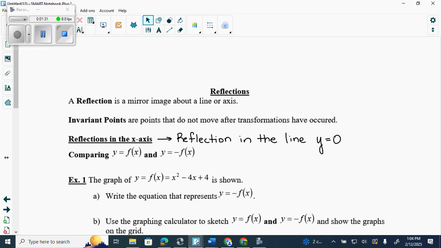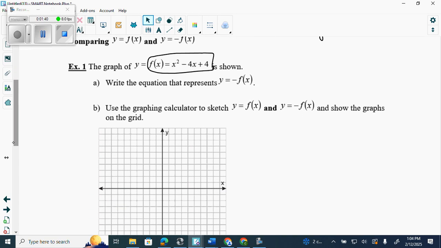So, can you guys type this into your calculator, please? X squared minus 4x plus 4. Then we're going to sketch it.